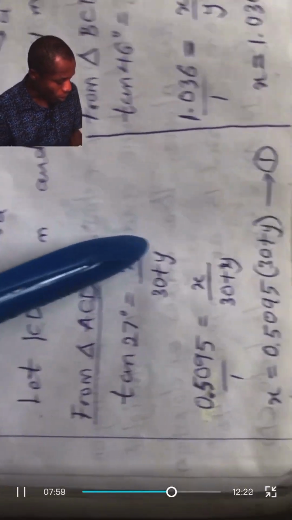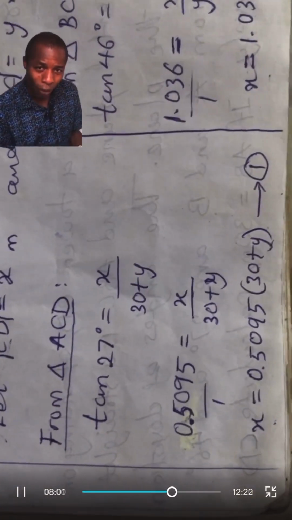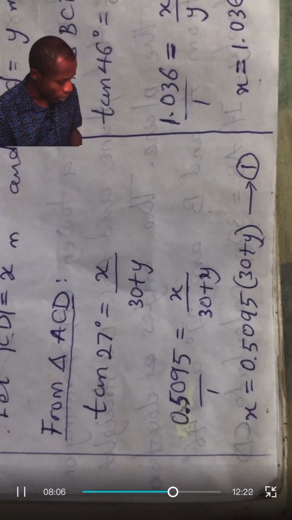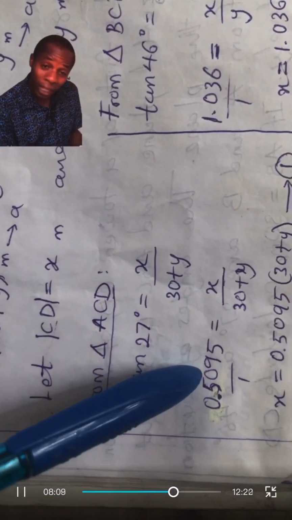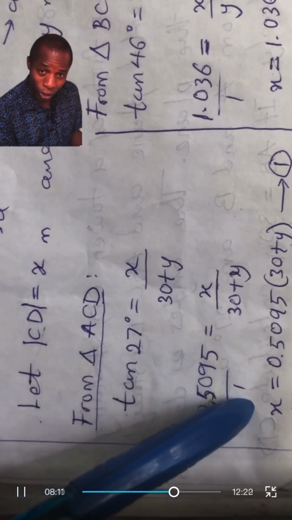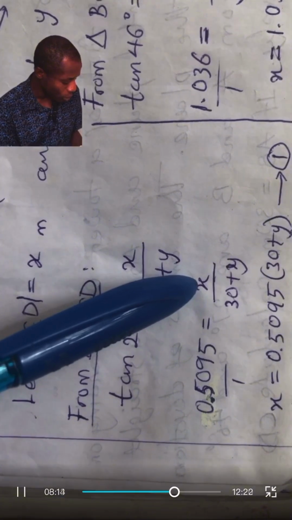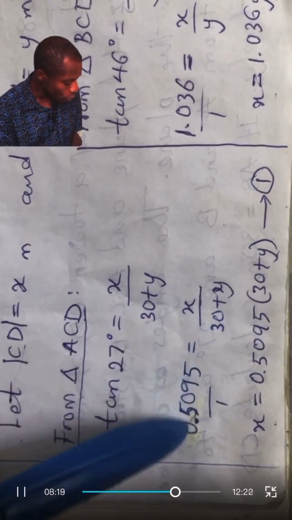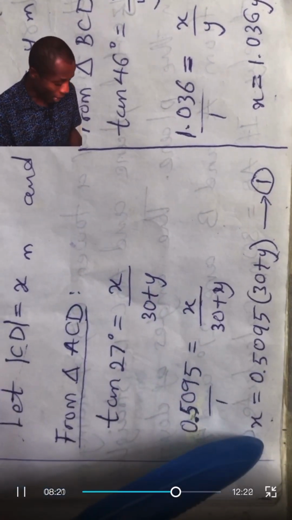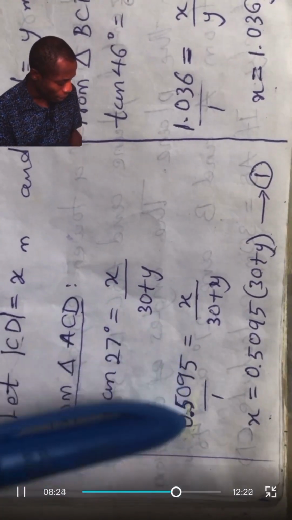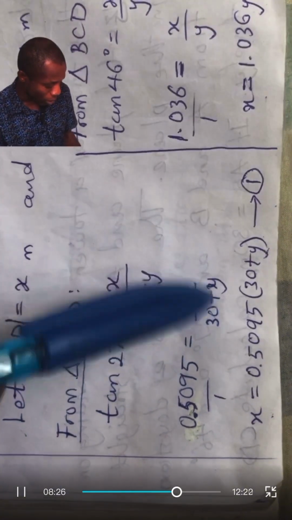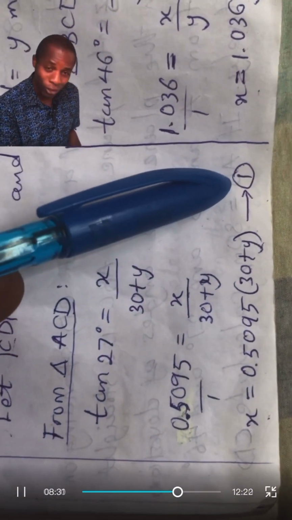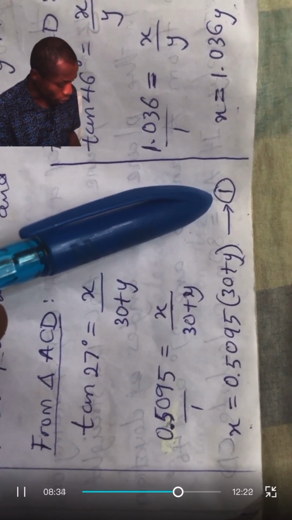Because what you have here is not a special angle, you have to use your calculator or statistical table. So tan 27 degrees is 0.5095. You can make it over 1 so that it becomes a fraction, equal to X over 30 plus Y. When you cross multiply, because we are dealing with an equation here, X will multiply by 1, and 0.5095 will multiply by these two terms. So I put the two terms in brackets. That makes it equation 1. If you like, you can open the bracket, but I decide to leave it like this. That makes it equation 1.